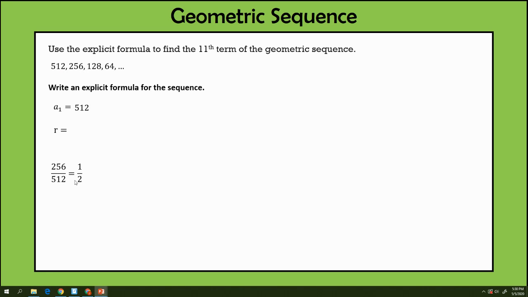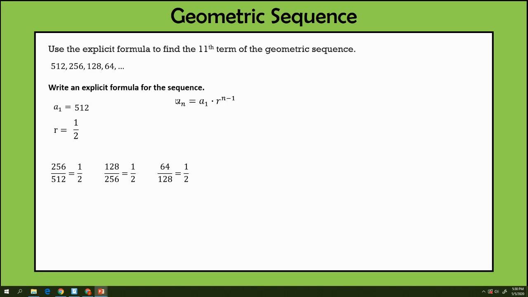So if I do 256 divided by 512, it's 1/2. 128 divided by 256 is 1/2. 64 divided by 128 is 1/2. So all I'm doing there is showing you that every time the common ratio is 1/2. So now I know r is 1/2. So I got the two pieces of information I need.